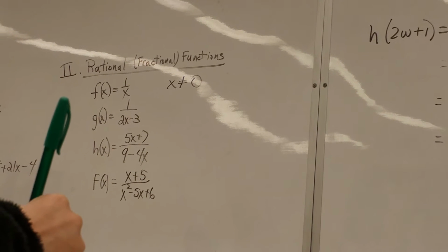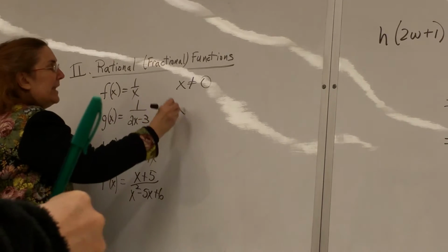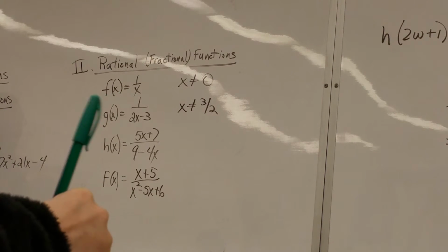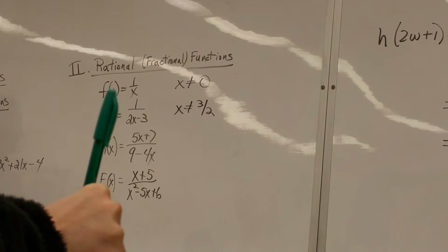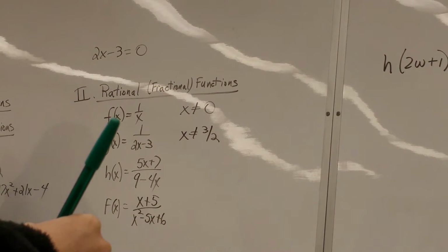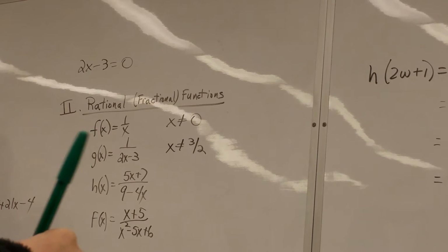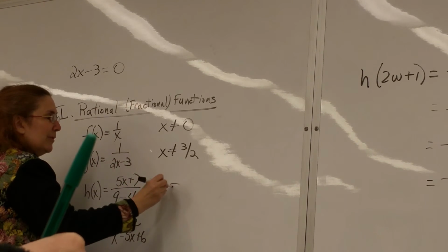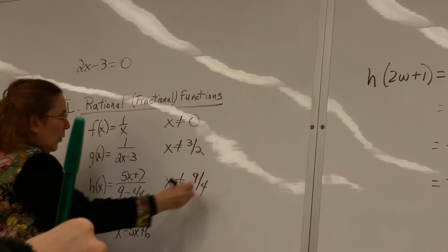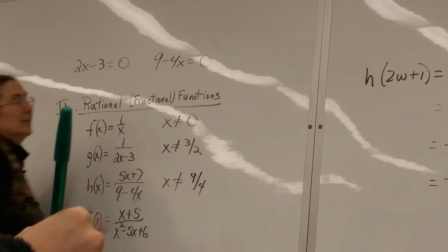All right, function g, what can't we use? 3 halves. Why can't we use 3 halves? It makes the denominator 0. Now, nobody said you have to do this in your head. You can write down what makes 2x minus 3 equal to 0. You don't have to do it in your head, you can write it out. What's the domain of function h? So x cannot equal 9/4. Once again, you don't have to do it in your head. You can write it out.